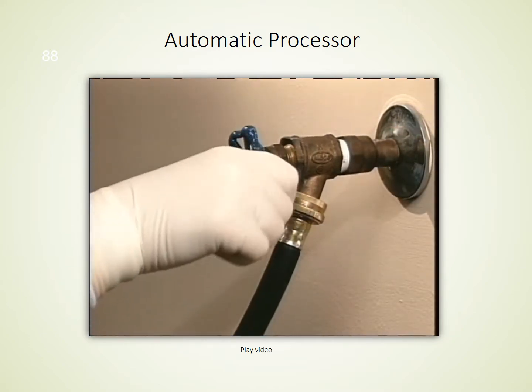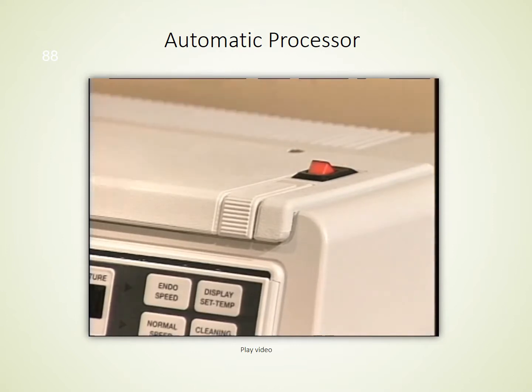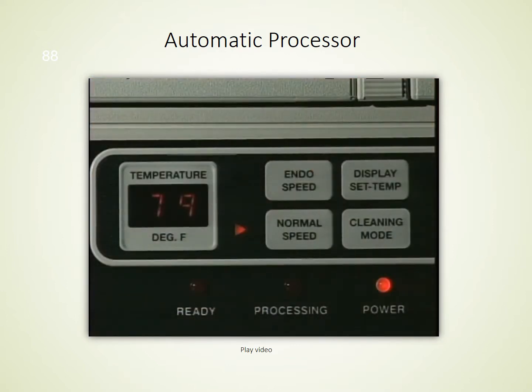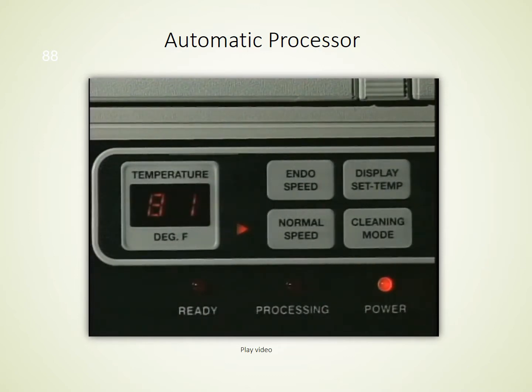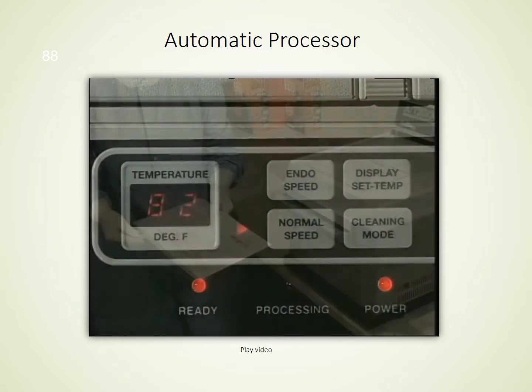Now turn on the main water supply and the power switch. When the power switch is turned on, power, temperature, and normal speed indicator lights illuminate. In 15 to 35 minutes, the ready light illuminates. The temperature displayed should read 82 degrees Fahrenheit, the factory set point.